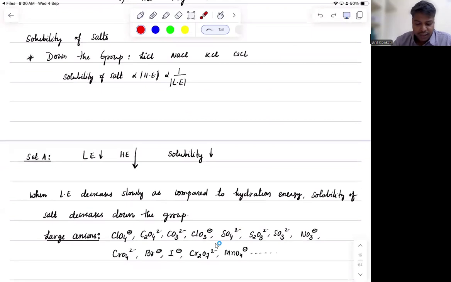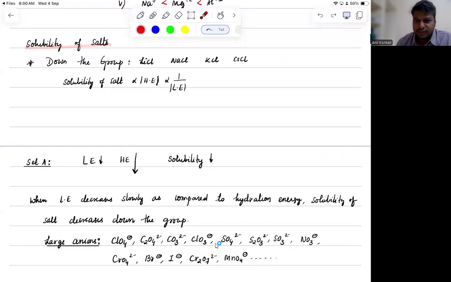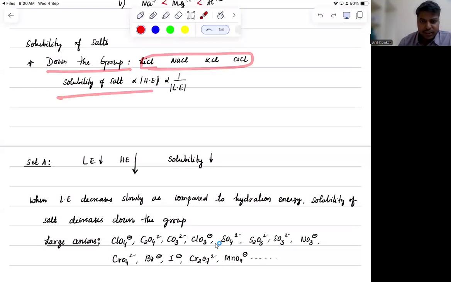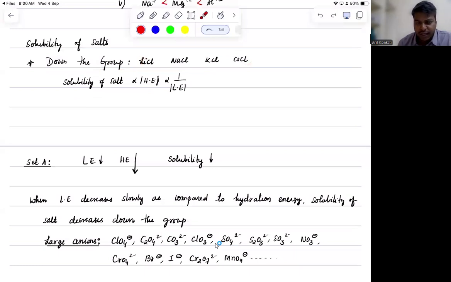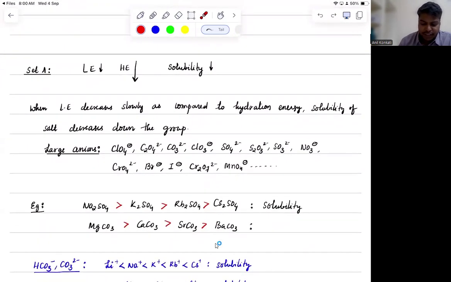Generally, when it comes to solubility of salts down the group, whether it decreases or increases depends upon two factors. If hydration energy is more, solubility is more. But if lattice energy is more, solubility is less. So these two factors are inversely proportional. Now let us see the first set, where lattice energy is decreasing and hydration energy is decreasing, but the hydration energy is decreasing much faster than lattice energy. Then solubility will decrease.